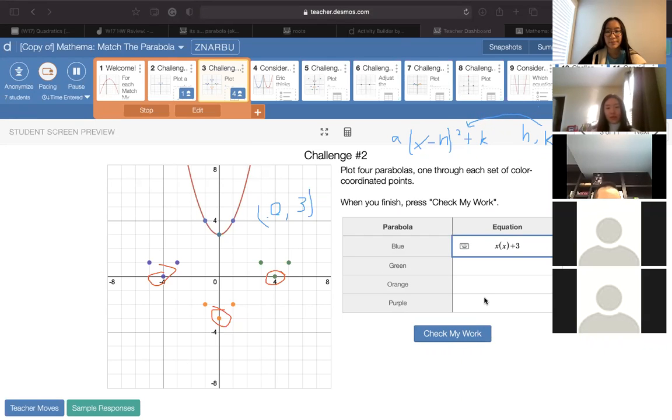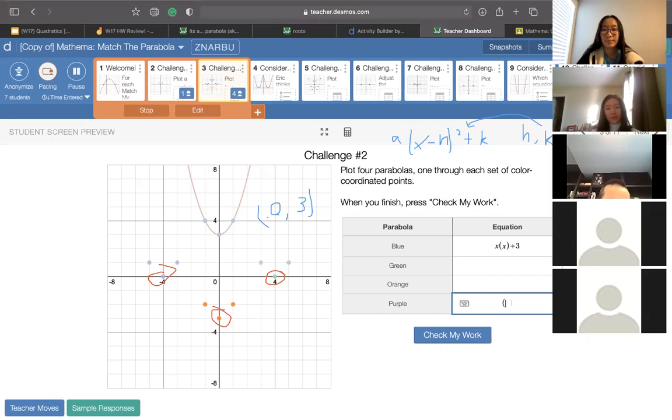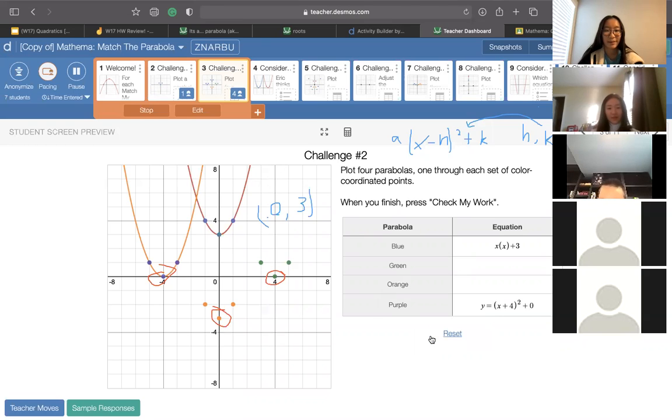What did you get? In parentheses, x plus 4 squared plus 0. Yes. Oh, my bad. You gotta click check my work. But the blue one popped up. Okay, good job. So let's go back and find the vertex.